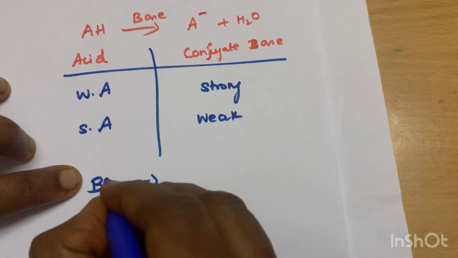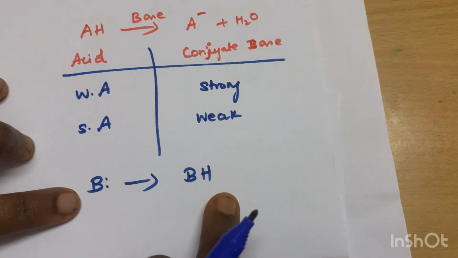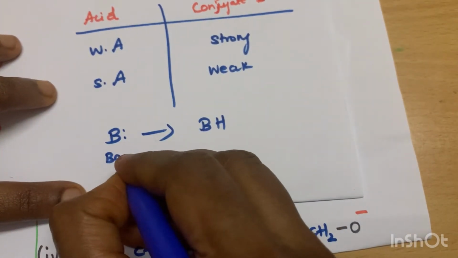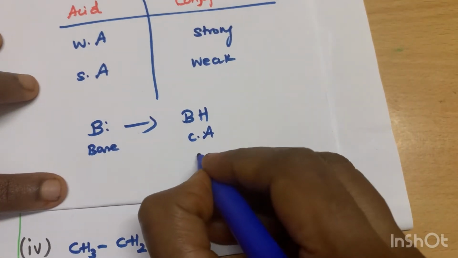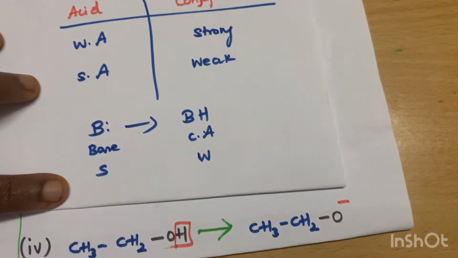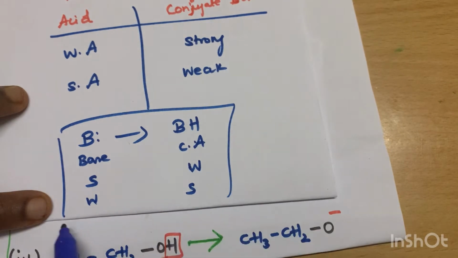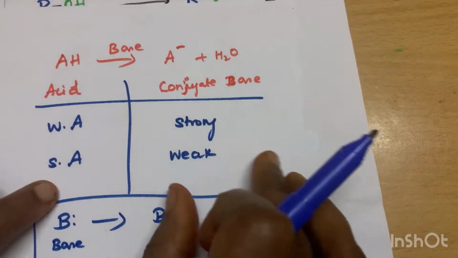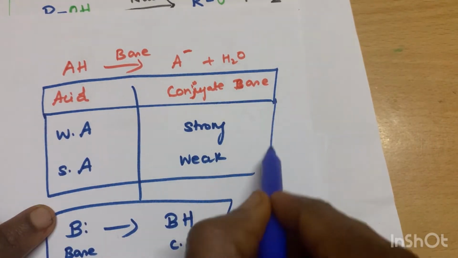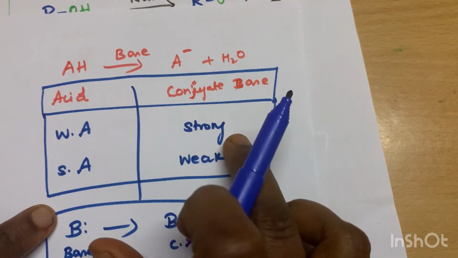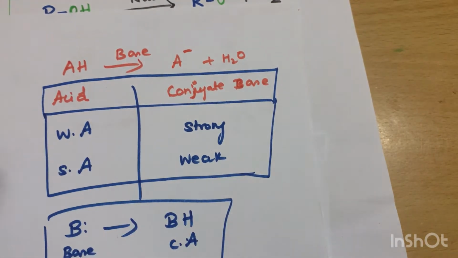What will a base do? A base will have a lone pair, and it will abstract a proton. So we call this the base, and this we call the conjugate acid. If this is weak, this will be strong. If this is strong, then this will be weak. This is for your further information, but listen to this. This concept we are going to apply here. If the conjugate base is very strong, the corresponding acid will be very weak. If this is weak, the acid will be strong.